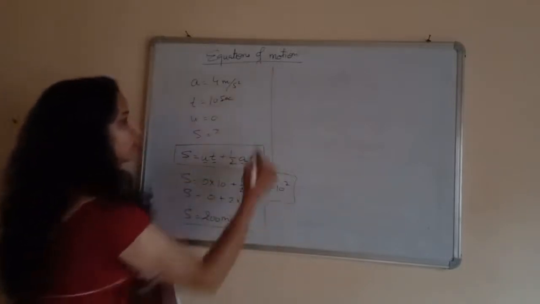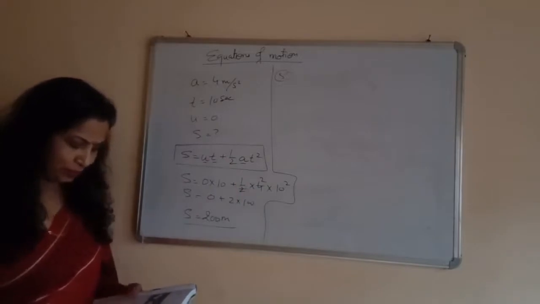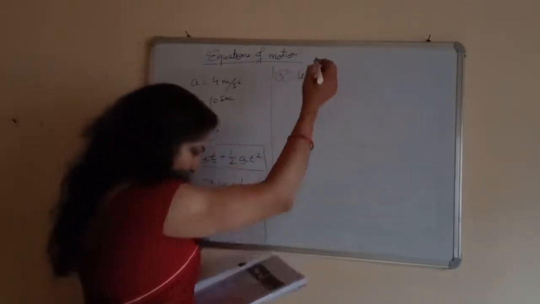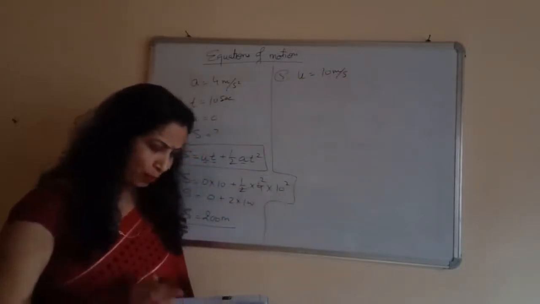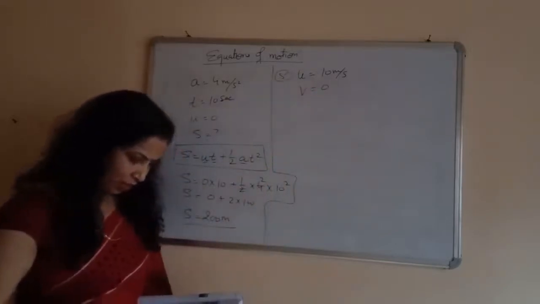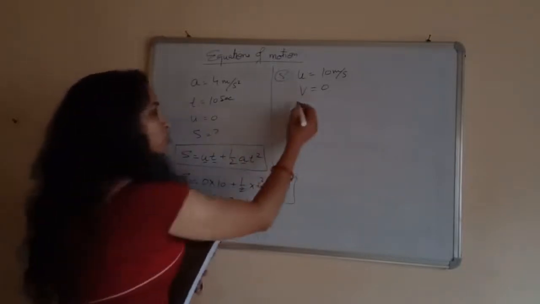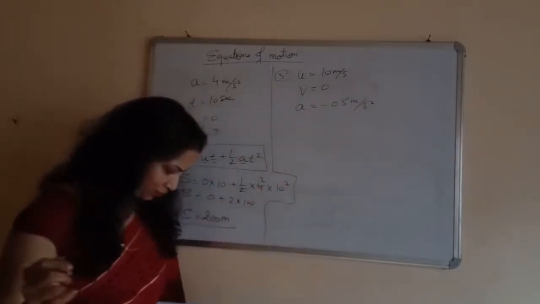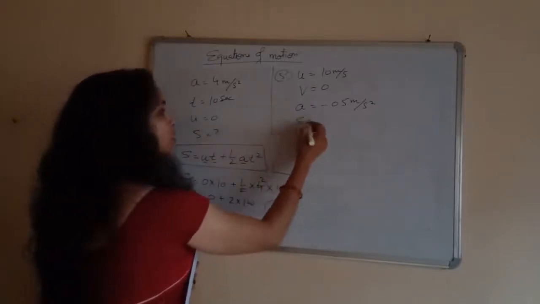Now this is the next example. A scooter moving at the speed of 10 meter per second. So this is the initial velocity of the scooter. So u is equal to 10 meter per second. It is stopped by applying brakes. So this is the final velocity, v is equal to 0. Which produces a uniform acceleration of minus 0.5 meter per second square. So this is the acceleration. How much distance will the scooter cover before it is stopped? So the distance you have to find.